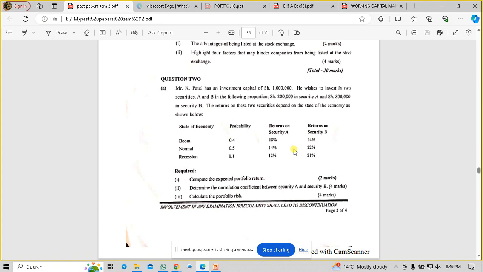So for standard deviation, you have said that you're taking 0.4 into bracket 18 minus 15.4 squared. Then next is 0.5, 14 minus 15.4 to bracket squared. Next is 0.1. It is return minus expected return: 12 minus 15.4 squared. So then you add.